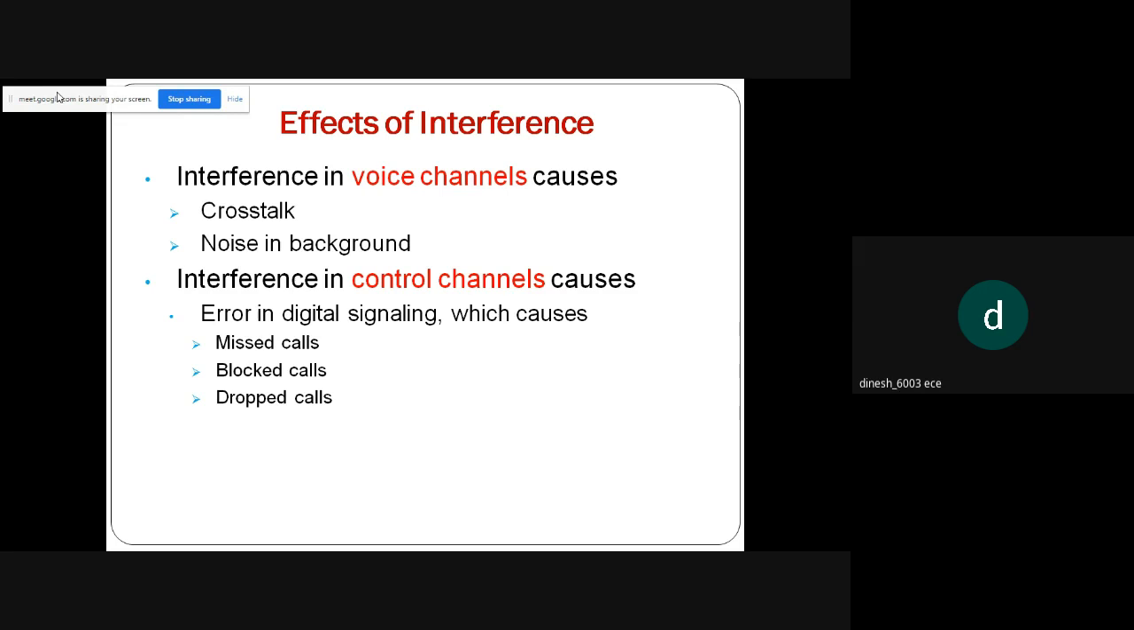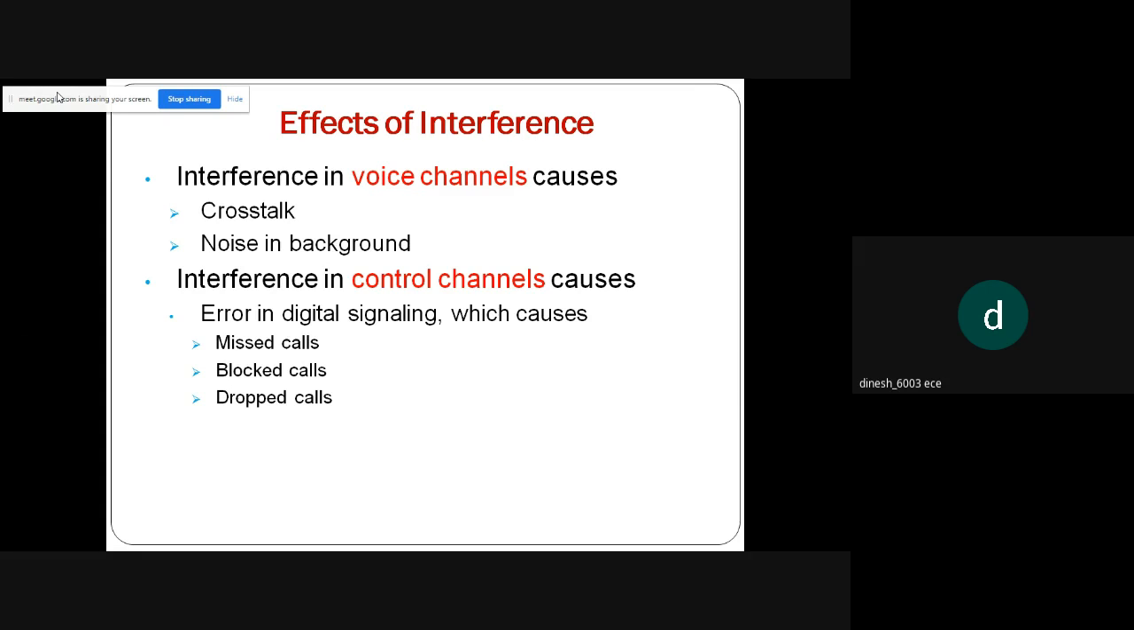Next is the interference in control channel causes. Okay, first we have seen the voice channels. Second is the control channels. In control channels, what happens is that errors will occur in digital signaling, which causes missed calls, blocked calls, or dropped calls. Missed call in the sense, when a call is being made to you and you try to attend it, before you attend the call, it will get disconnected.